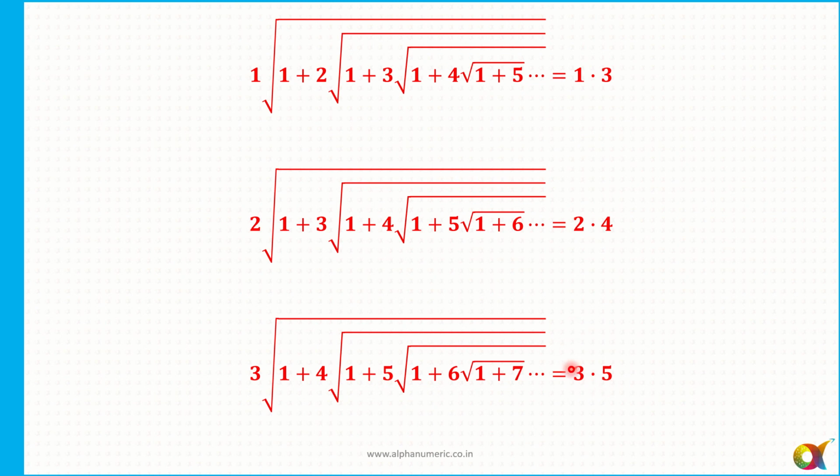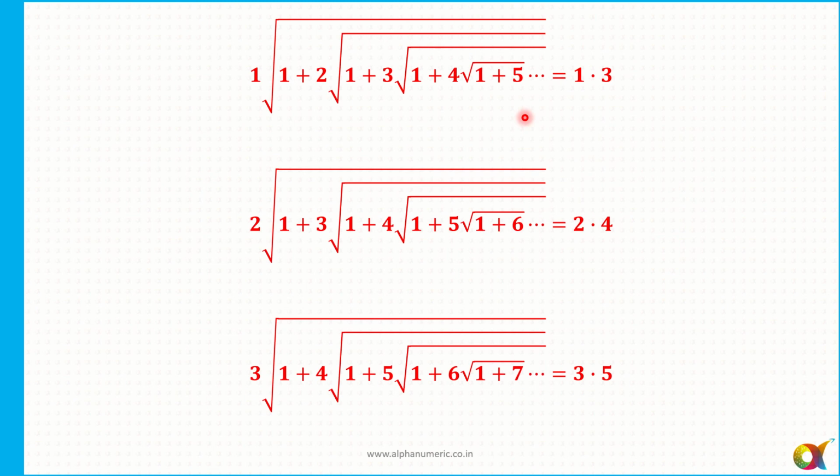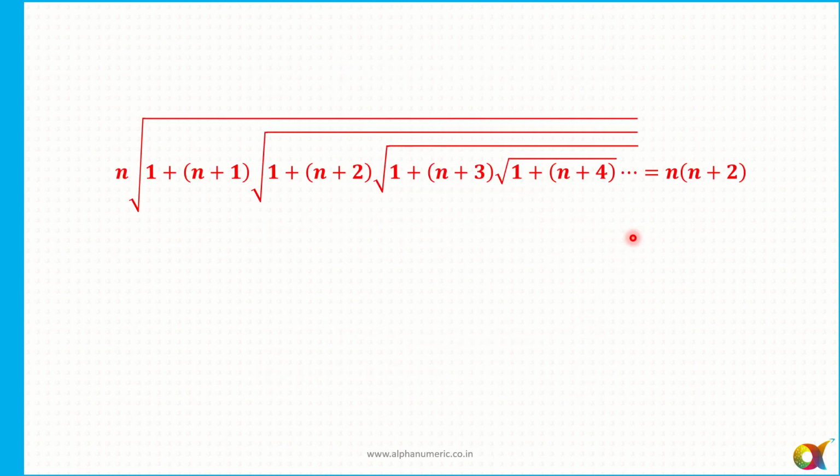So if you observe the pattern, then in general we can define that if it is starting from something like this, n into root of 1 plus n plus 1 into root of 1 plus n plus 2 into root of 1 plus n plus 3 into root of 1 plus n plus 4 and so on, this value is always equal to n into n plus 2, that we have seen in the previous three examples here. So a very interesting formula, or interesting result here.